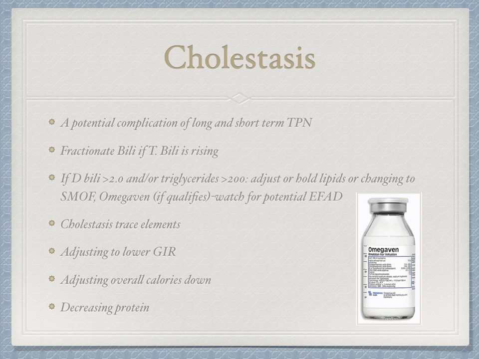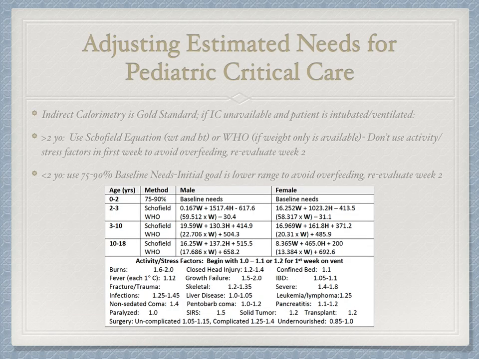Next, we're going to take a look at adjusting estimated needs for pediatric critical care. If you'll remember back to Module 1, the protein requirements on that sheet that you've got for your cheat sheet also have the variations for critical care and the increased needs there. We're going to discuss calories a little bit more than that at this time. The gold standard for assessing calories would be indirect calorimetry.